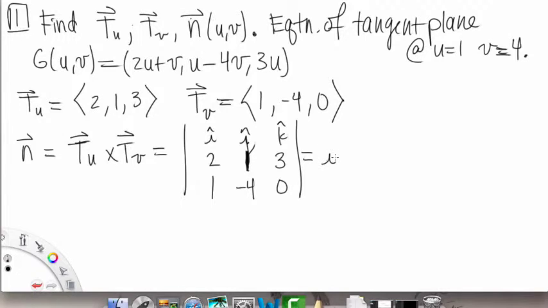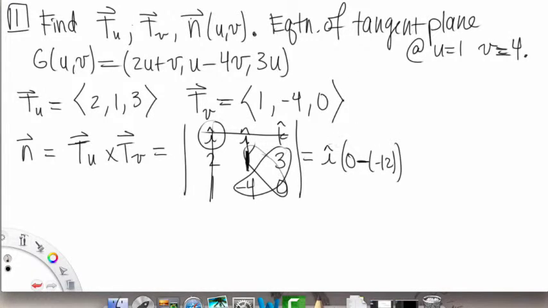Now we use the process: we cross out everything in the i column and look at the little square. That'll be 0 minus the other diagonal, which is a minus 12. Then we have a minus j hat, where we cross out everything in that column and focus on the outer ones. That'll be 0 times 2, minus the other diagonal, 3 times 1, which is 3.